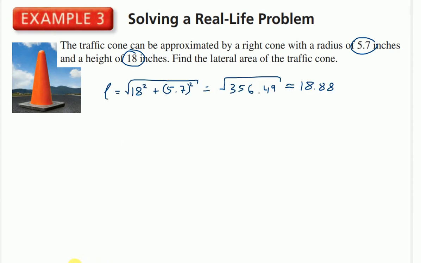And then we know the slant height, same deal again, Pythagorean theorem, we get about 18.88. And now the lateral area, we're going to use that 18.88, multiply that by pi times the radius, 5.7 times 18.88, and that gets us approximately 338.10.